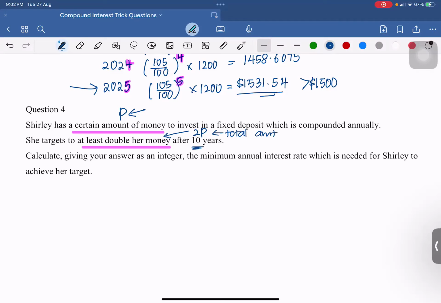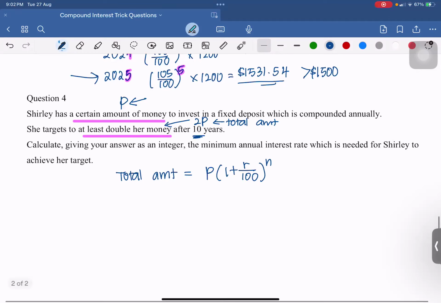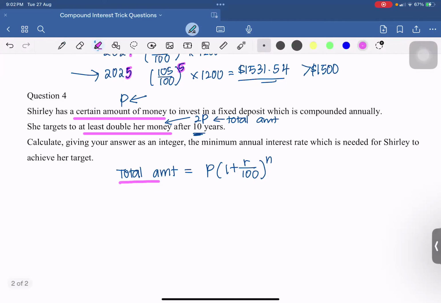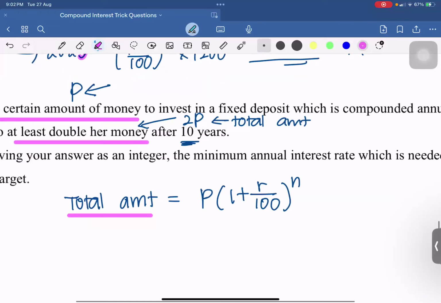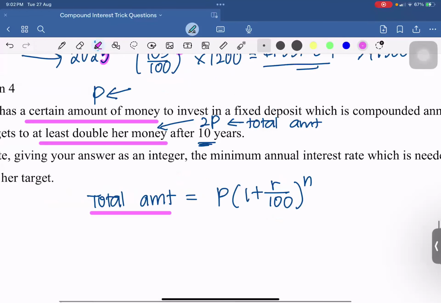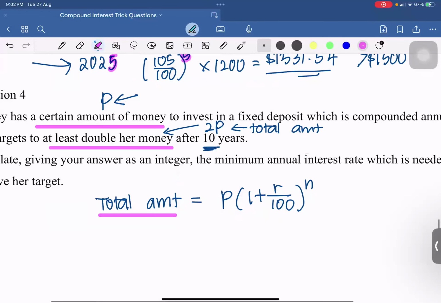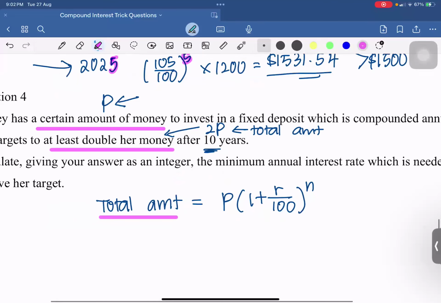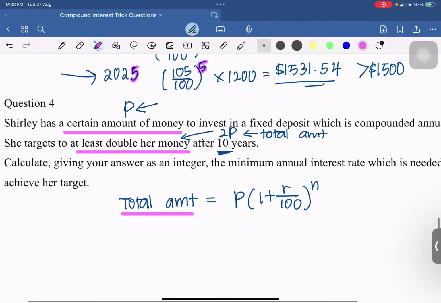Did they give me the interest rate? I don't know the interest rate. The formula begins with total amount equals P bracket 1 plus R over 100 to the power of N. Question, what is going to be my total amount? 2P plus P? No need. The total amount, double her money, the final is just 2P, no need to add one more P.